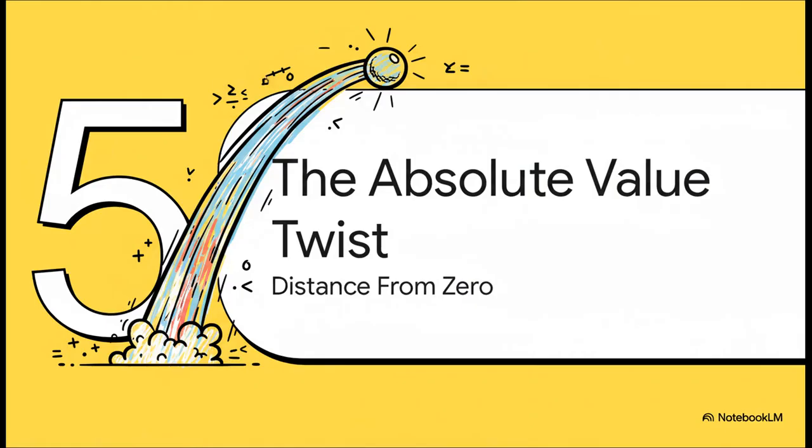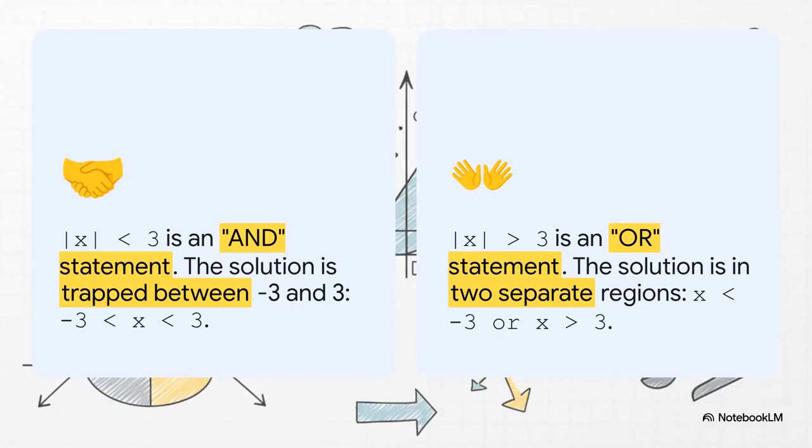All right, let's switch gears a little and see how this same idea of finding boundaries and checking regions applies to a different kind of problem: absolute value inequalities. The key here is to think of absolute value as distance from 0 on a number line. So when we say the absolute value of x is less than 3, what we're really saying is find all the numbers that are less than 3 steps away from 0. That traps you in a single zone between -3 and 3.